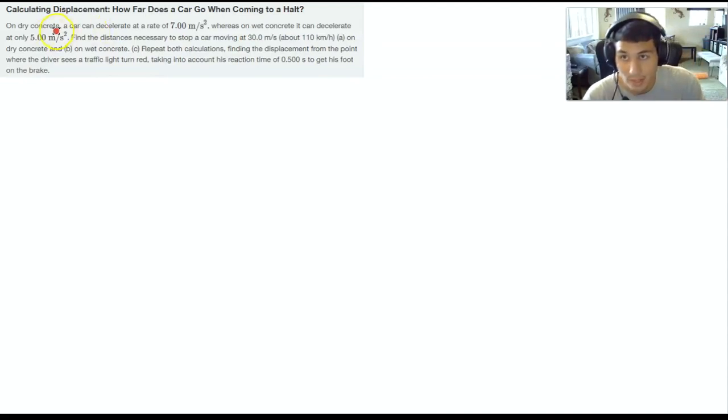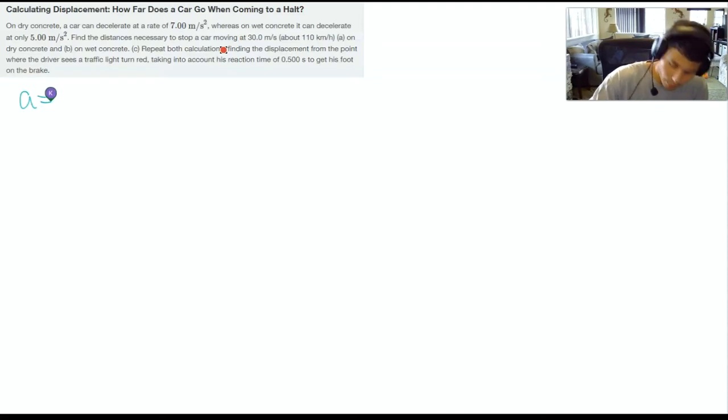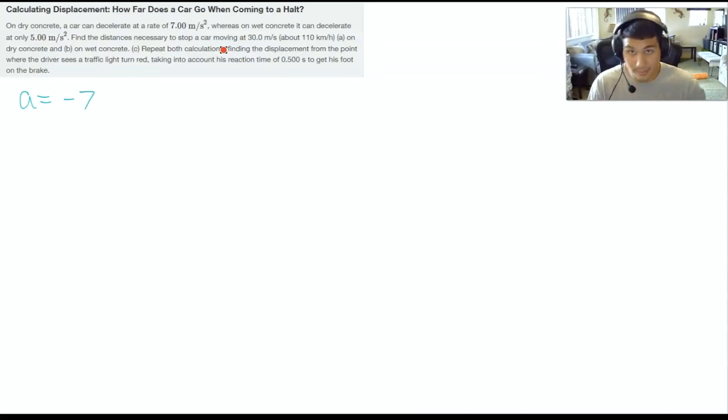So we know if it's on dry concrete, so if it's not raining, it can decelerate pretty quickly, right? So a is equal to what? We're saying decelerate, so let's say it's negative 7, and we'll call this a1. And then a2, they're telling us if it was on wet concrete, it's going to be negative 5 meters per second squared.